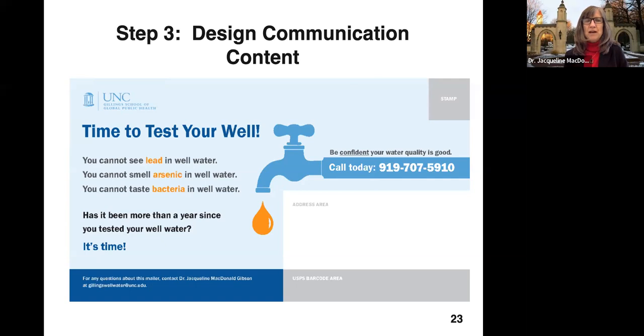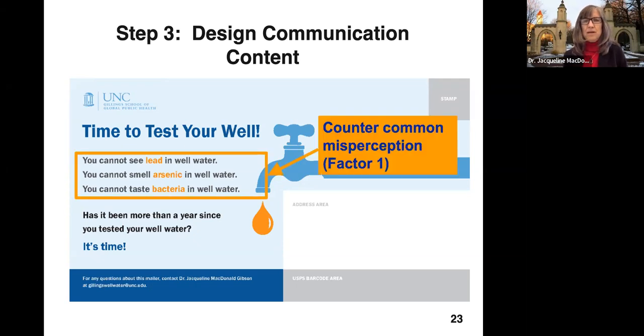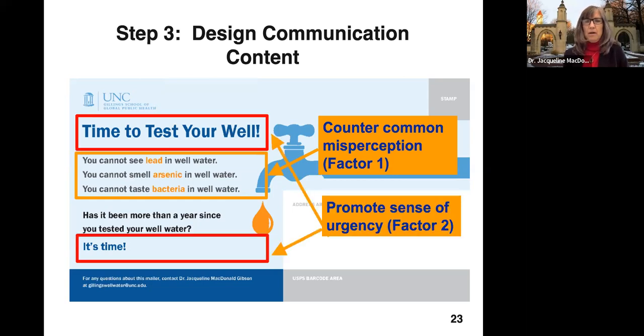So this was an oversized colored postcard, kind of like one that you might get in the mail as part of an advertising campaign. But its design, again, was to counter these misperceptions about water testing. So one misperception, again, was this misconception that you should be able to see, taste, or smell contaminants in your water. The second factor had to do with knowledge and urgency. And so we tried to promote a sense of urgency with this messaging: time to test your well, it's time.